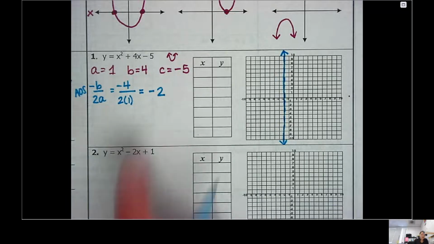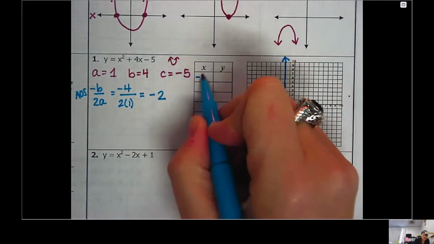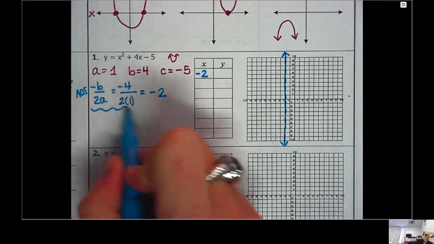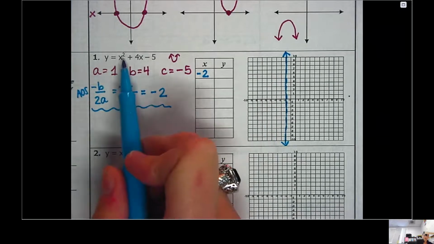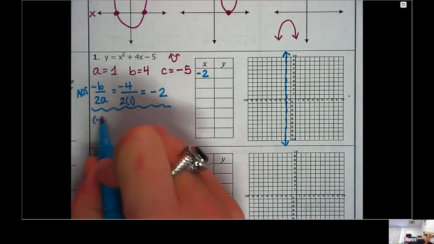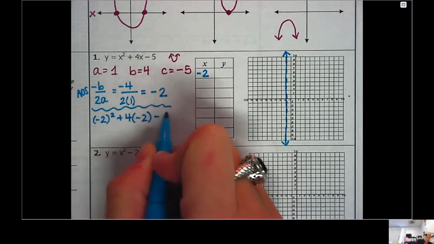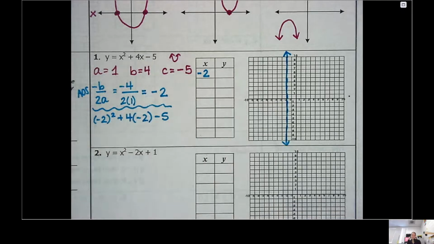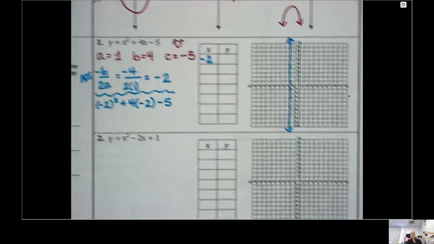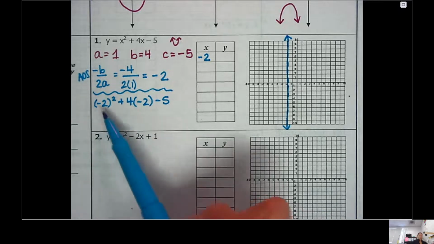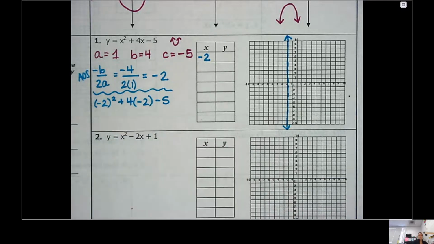Okay, so this was my first x value, -2. What do I have to do to find the vertex? Plug in -2 to the equation. Yeah, there's not a lot of space, but anywhere I see an x, I'm going to plug in a -2. -2 squared plus 4 times -2 minus 5. Okay, what should I do first?